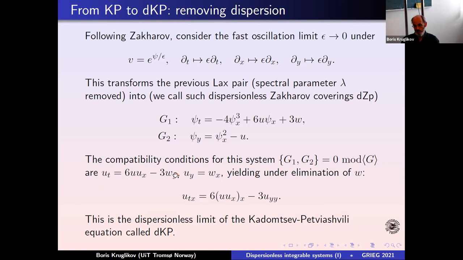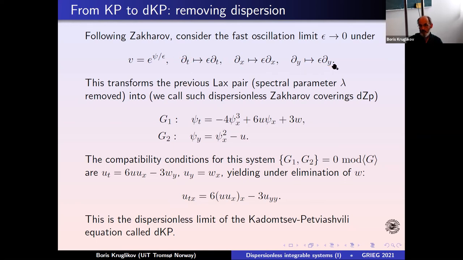Okay. Let's eliminate W. When we eliminate W, it's very easy. You have W_y equal to something, W equal to something, you eliminate it, and here's this. So you get a first order nonlinear equation, and that's the dispersionless limit of the KP equation, called dKP. In fact, let's see what's going on. This equation we can get directly from KP. Just observe what happens in here.